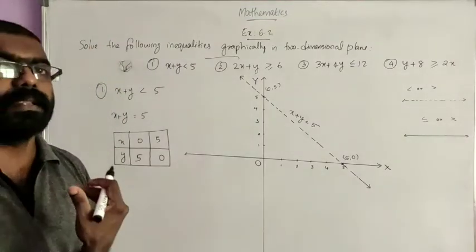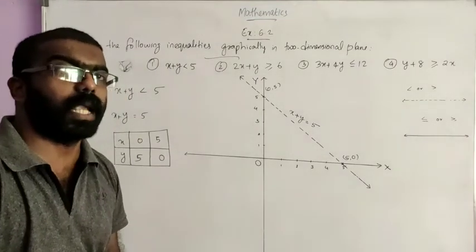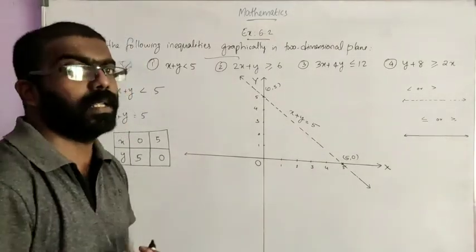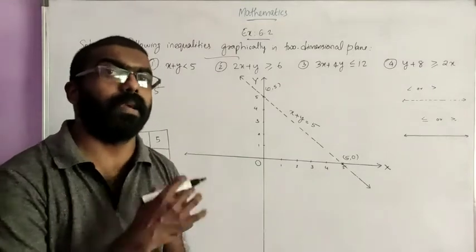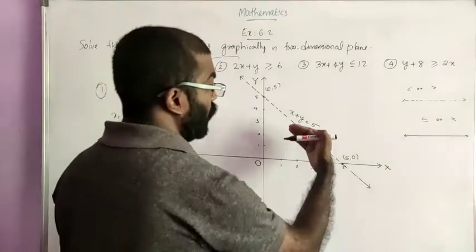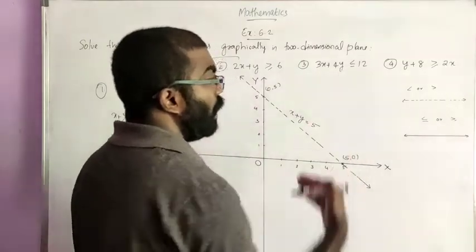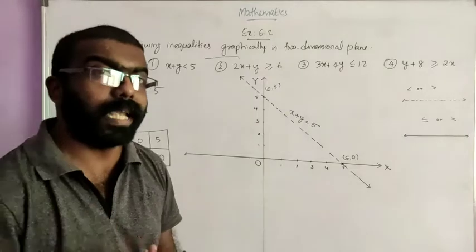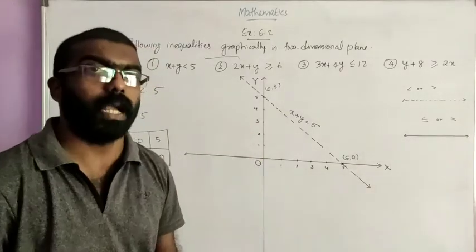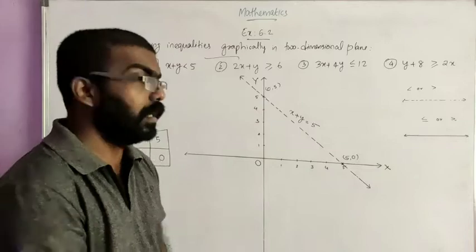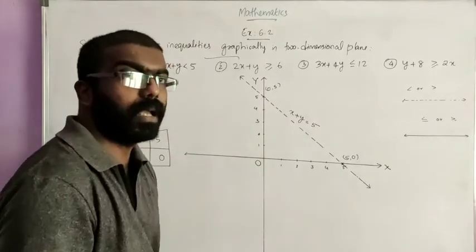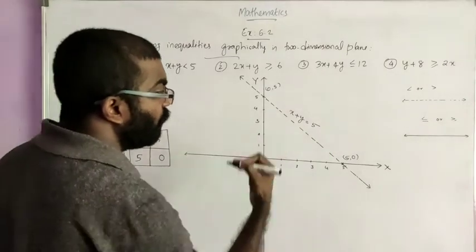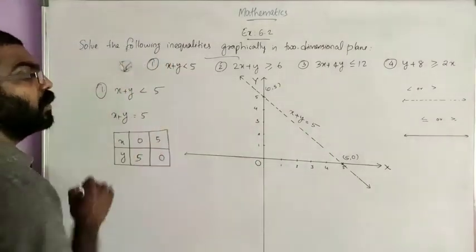Now we have to find the solution region. For that we can take any point not on the line. That means we have to take a point from any one of the half planes. Here it is the lower half plane and it is the upper half plane. So it is more convenient to take 0, 0. Here it lies in one of the half planes, namely the lower half plane. So we can take the point 0, 0 from the lower half plane and we can check the inequality.